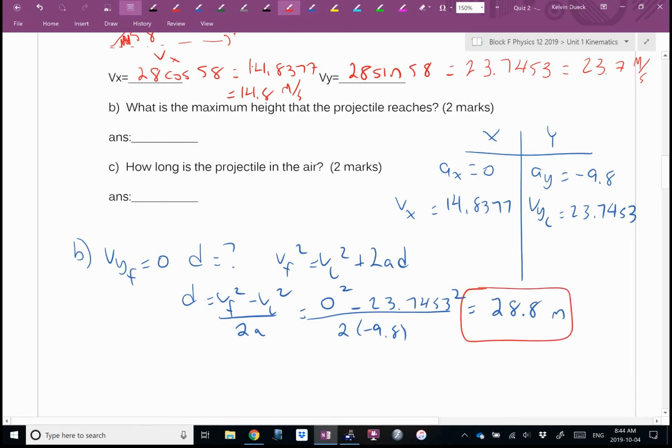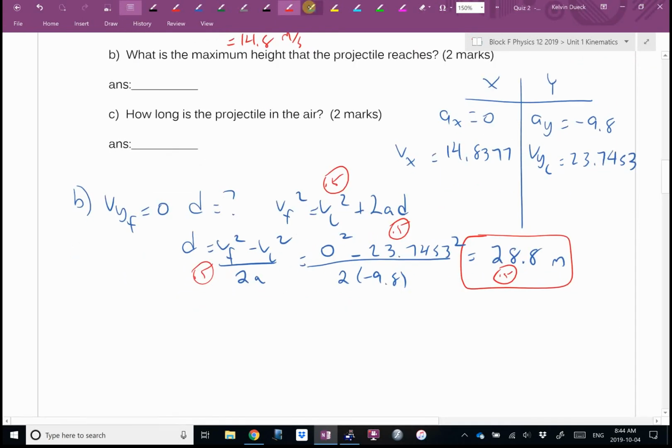If you got that wrong, I would probably give you a half mark if I saw that equation, a half mark for that, a half mark for the numbers, and a half mark for the answer. Or if you found time, I would give you 1 mark if you found time correctly, and then 1 mark for the answer. But as long as you get the same, yeah, we're at the stage now, by the way, there's usually 2 or 3 ways to get there. I can think of at least 1 other way. I can also find the total time, divide by 2, and then plug that in. D equals VIT plus a half A T squared. There's other ways. C, how long is the projectile in the air for?